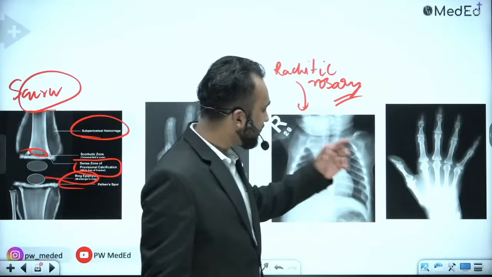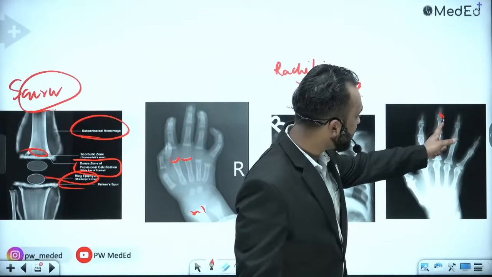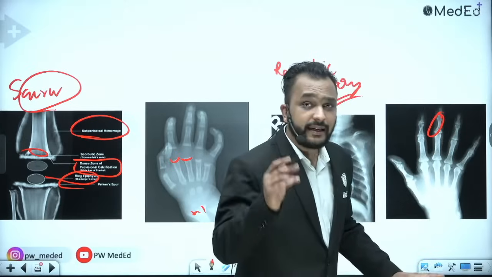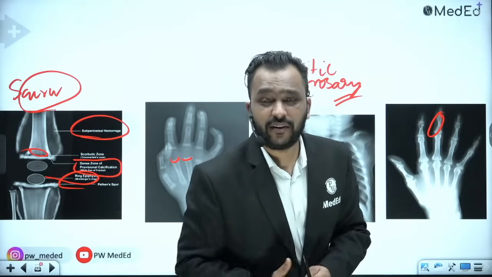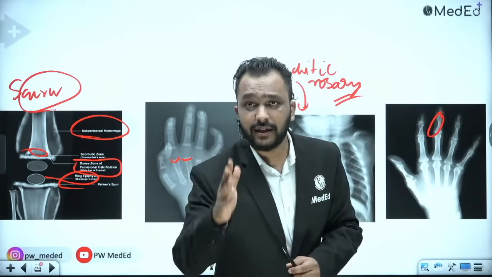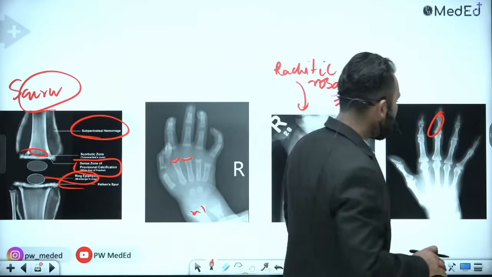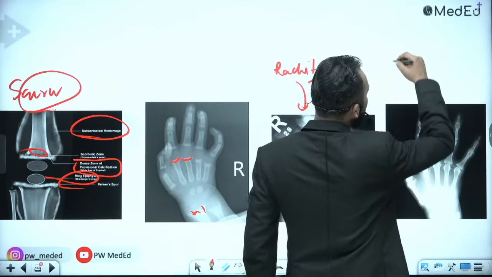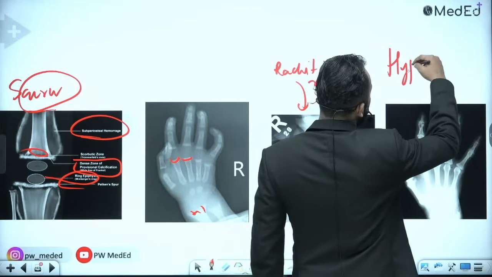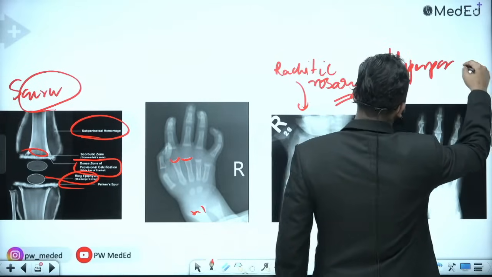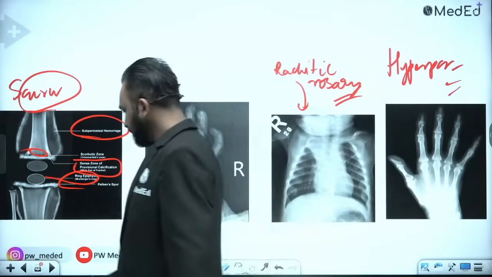And in the fifth case, we can see that there is subperiosteal resorption of the phalanges, and this is seen in hyperparathyroidism. Okay.